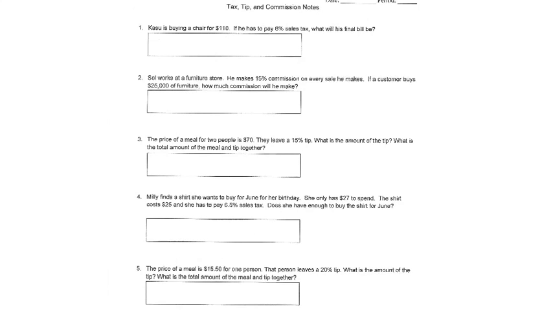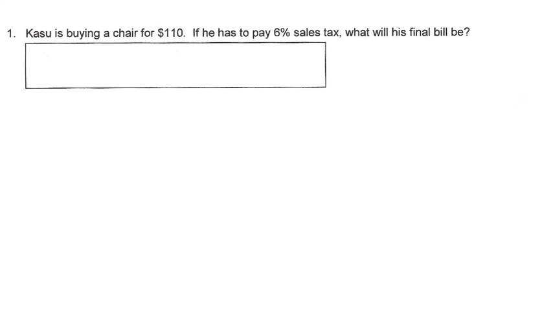Now please turn to the tax, tip, and commissions notes. Number 1, Cashew is buying a chair for $110. If he has to pay 6% sales tax, what is his final bill?